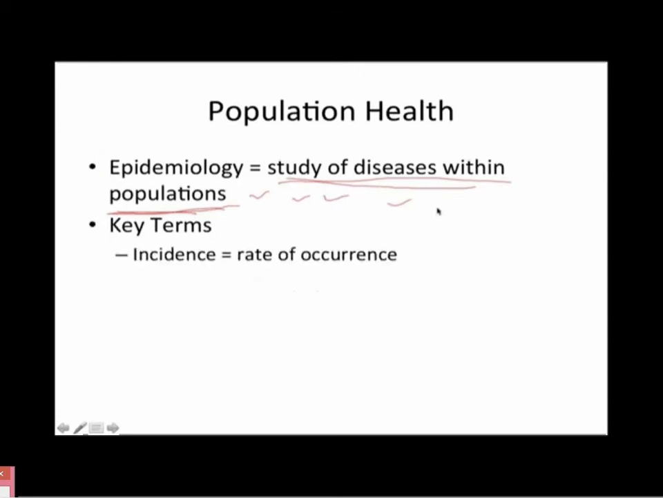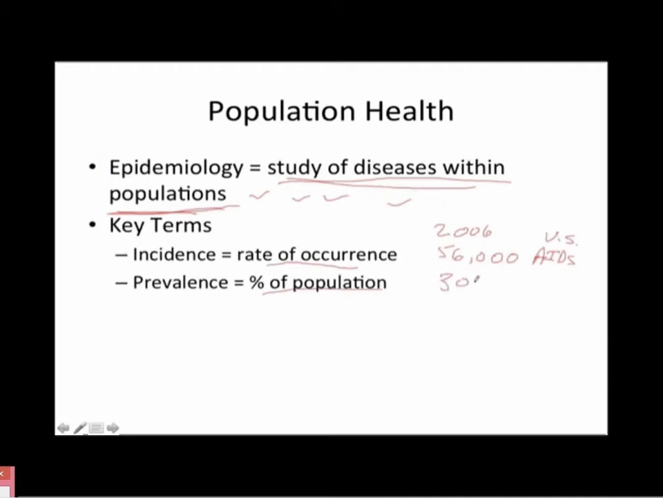So, incidence and prevalence. Let's talk about the differences between these two. Incidence is the rate of occurrence, whereas prevalence is the percent of the population that's affected by this. So, for example, in 2006, there were 56,000 people diagnosed with AIDS in the United States. And during that time, the population was about 300.